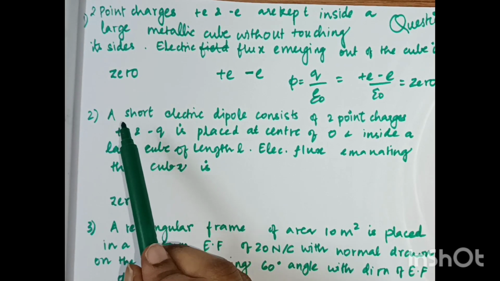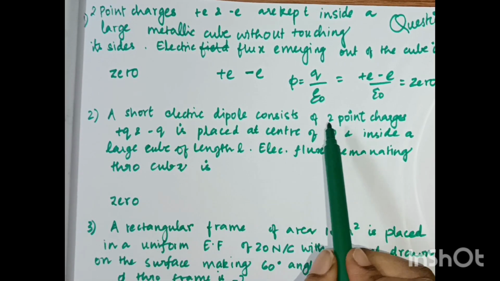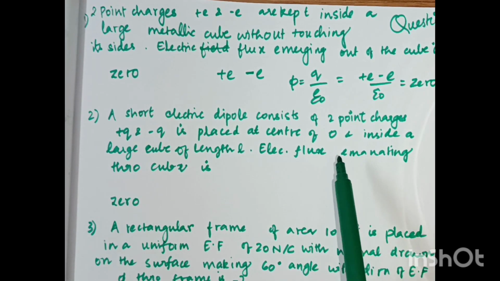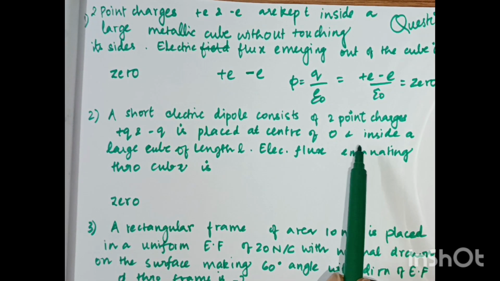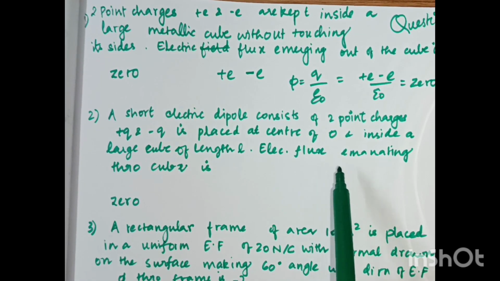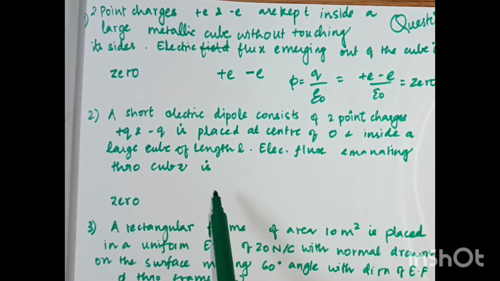Number 2. A short electric dipole consisting of two point charges plus Q and minus Q is placed at the center O inside a large cube of length L. Electric flux emanating through the cube is. Here also it is the same case, but here it is a dipole. A dipole means it consists of one plus Q and one minus Q separated by a short distance.